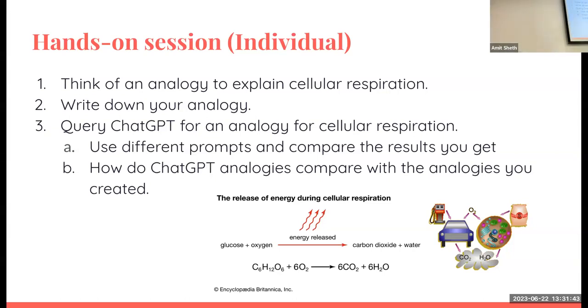Okay, so what we are trying to do is, I'm picking one concept, cellular respiration, but you don't have to specifically use this. If you want to know more about how ChatGPT makes analogies for photosynthesis, you can do that. But try to come up with your own analogy. We discussed a lot, right? Come up with your own analogy and then query ChatGPT with any prompt that you would like. I'll go back to the prompt that I had also and see how it answers and how your analogy compares. We will see whether it's better, whether it's not that good, and why that may be the case.